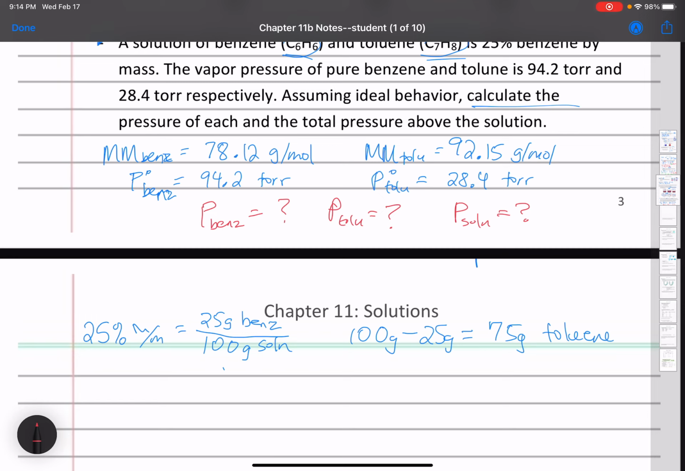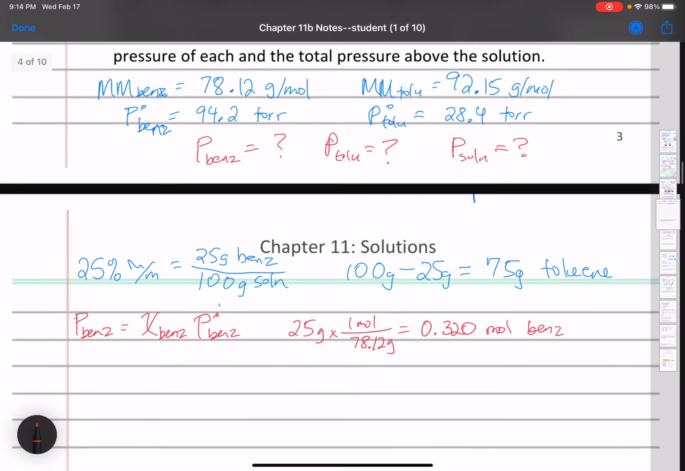All right. So I'm going to start with benzene. For benzene, the pressure of benzene is going to equal the mole fraction of benzene times the pressure of pure benzene. So to get the mole fraction, we need to know how many moles we have. We have 25 grams of benzene. The molar mass of benzene is 78.12 grams. So that's a total of 0.320 moles of benzene. Great.